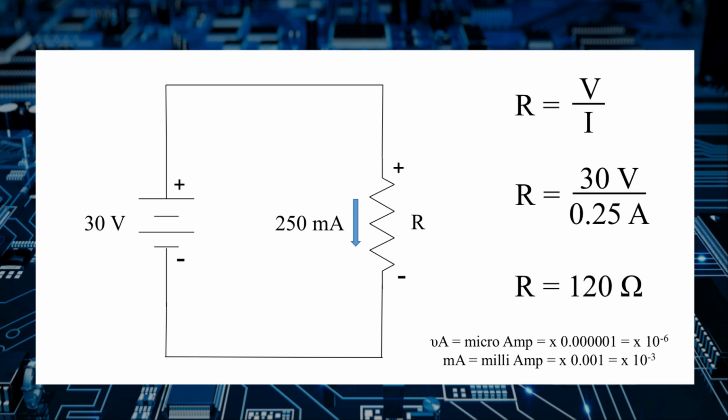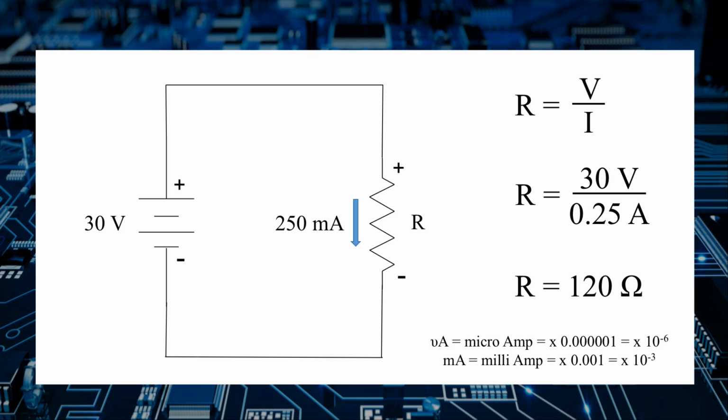Let's look at another example. In this case, we know the voltage and want to choose a resistor value that will result in a 250 milliamp current. The lowercase m means milli, as in milliamps, and 1 milliamp is 1/1000th of an amp. There are times we'll also talk about microamps, and a microamp is 1/1,000,000th of an amp.